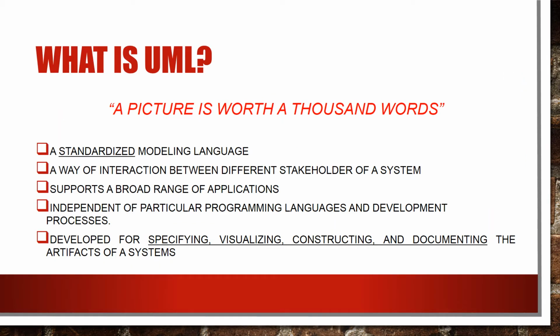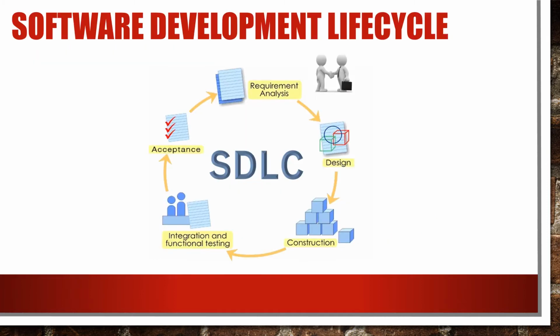So let's begin our discussion with a very fundamental question. What is UML? UML is a standard which is used across industries. It is a way of interaction between different stakeholders of a system. It supports a broad range of applications. UML is independent of a particular programming language and a development process. UML used for specifying, visualizing, constructing, and documenting the artifacts of a system. UML diagrams are used in all phases of software development lifecycle.